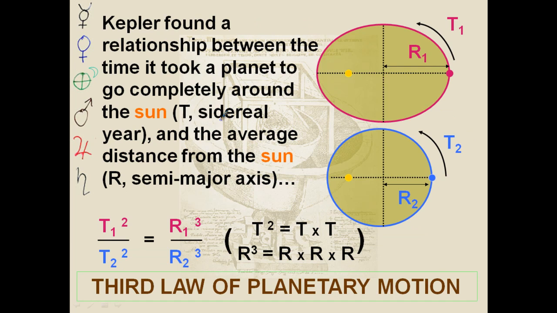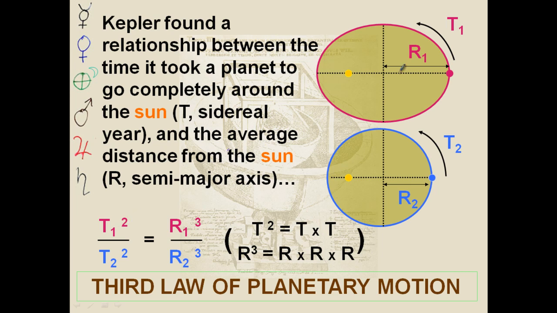So Kepler found a relationship between the time it took a planet to go completely around the sun, which is a period, because we're orbiting around the sun, and we call this a sidereal year, and the average distance from the sun, so the semi-major axis. So we're talking about the semi-major axis and how long it takes to go around, the period. And he developed his third law of planetary motion.